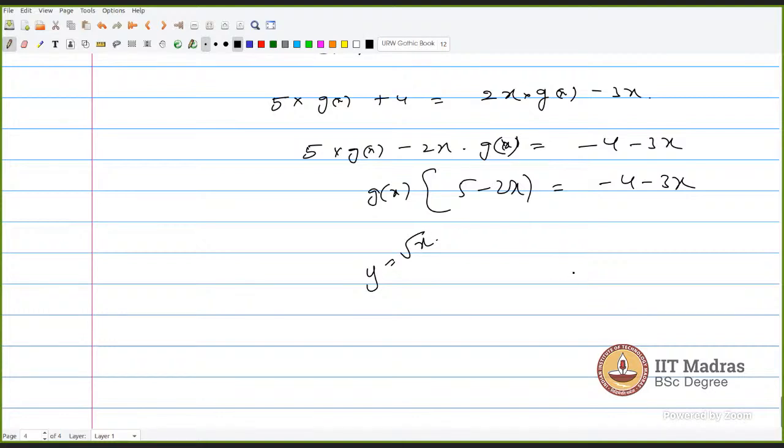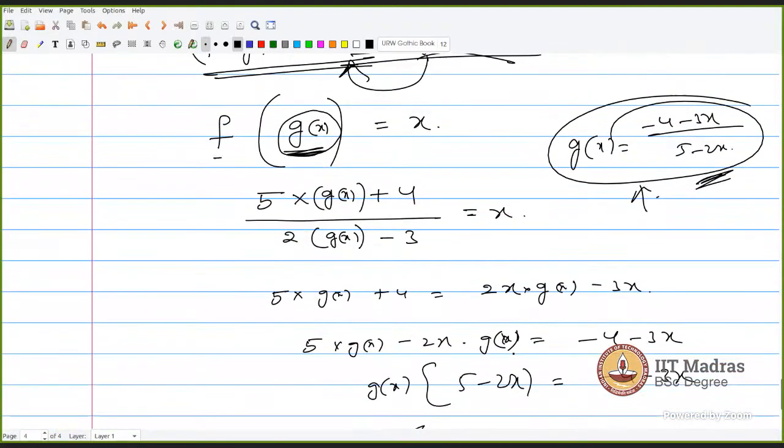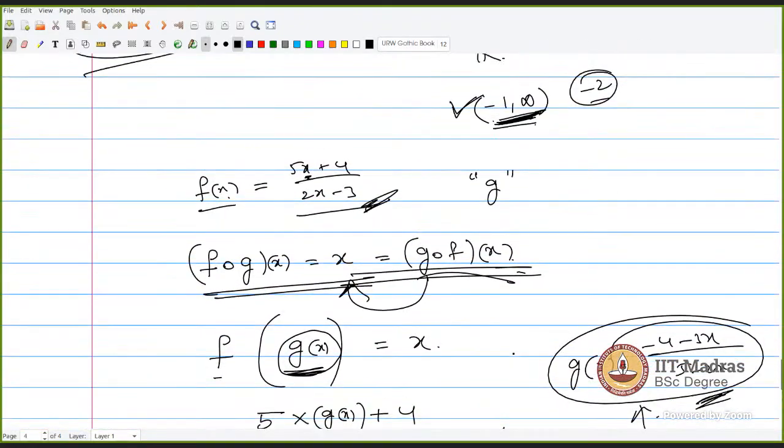Sir, for the inverse function, can we replace x with y? Yeah, that is also a good method. If you have y here, f of x, take it as y. Just find x in terms of y. Okay, sir. Then replace back.